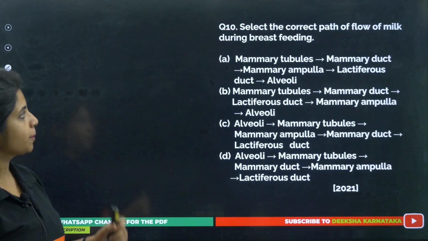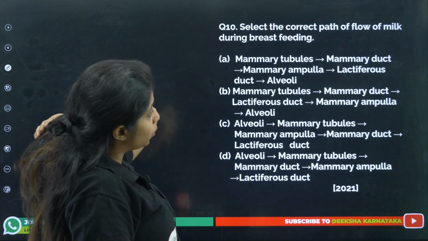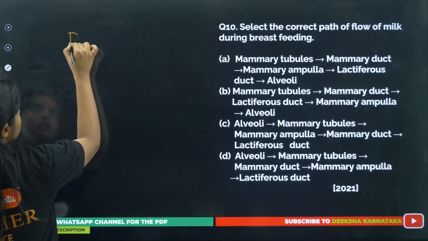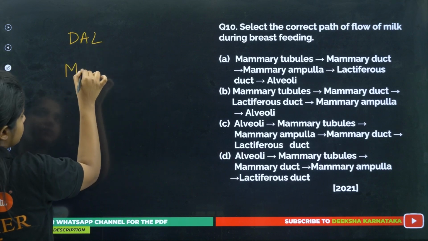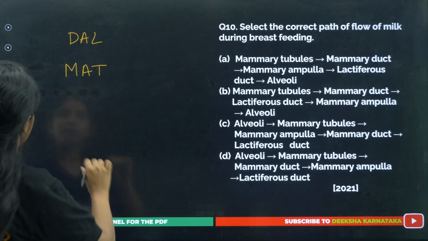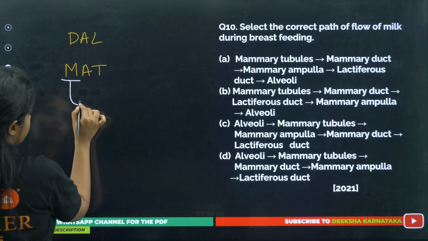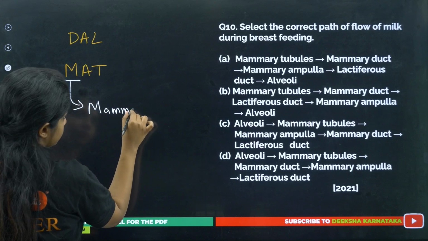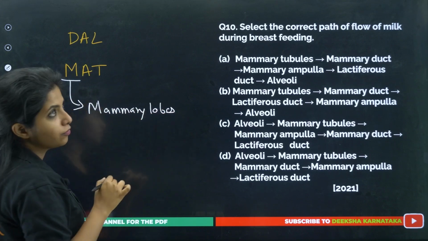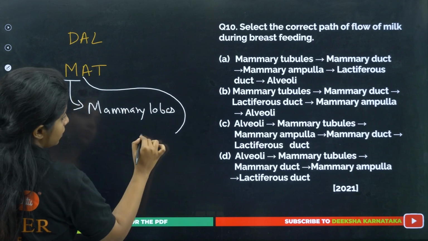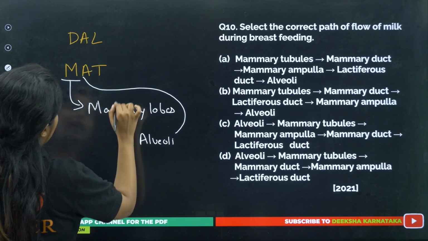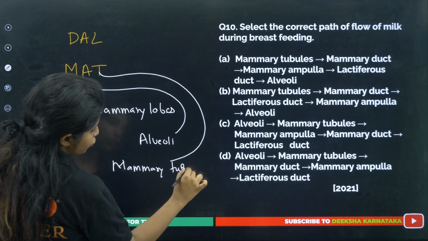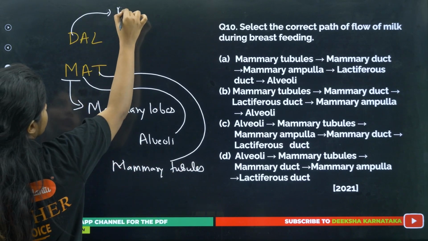Okay. Let's go with the next question. Select the correct path of the flow of milk during breastfeeding. So I have a trick, I don't know how effective it will be. Dal fell on mat. You can remember it like that. Here you have mammary lobes, almost 15 to 20 of them, which will be opening into something known as alveoli, and alveoli will be opening into mammary tubules.